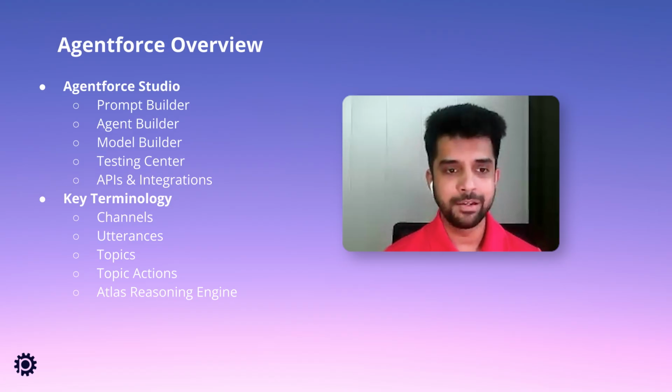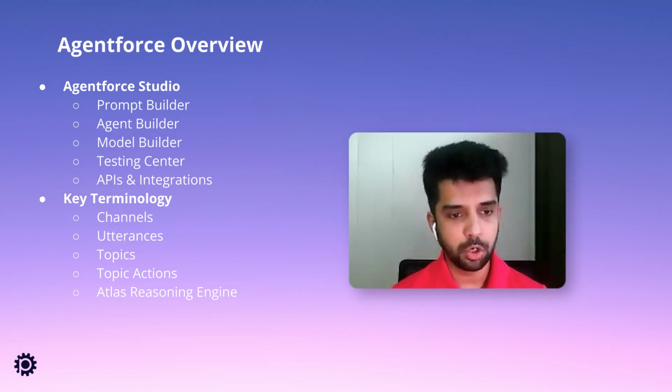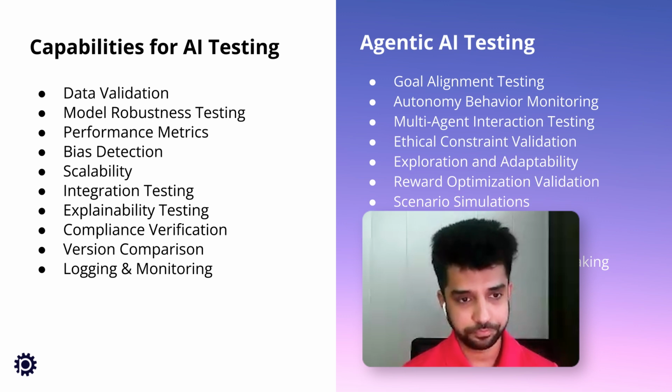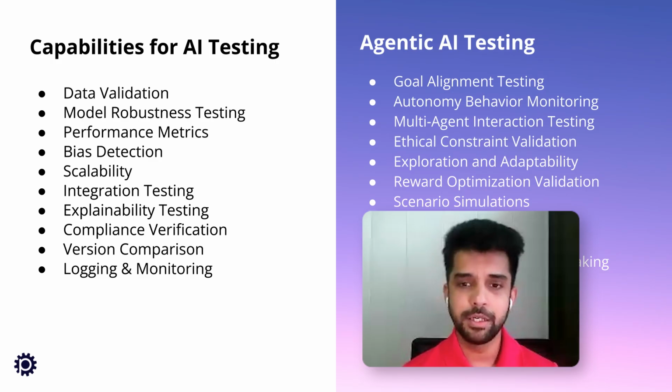I hope you are all clear with Agentforce Studio and key terminologies. Moving on to capabilities for AI testing as well as for agentic AI testing. Now here I have written n number of testing types. Probably I'll not be covering all, but just so you know, or to make you aware of what all different types we have. For generic AI testing, we have data validation. As the name suggests, it basically verifies input data sets for quality, completeness, and relevance.